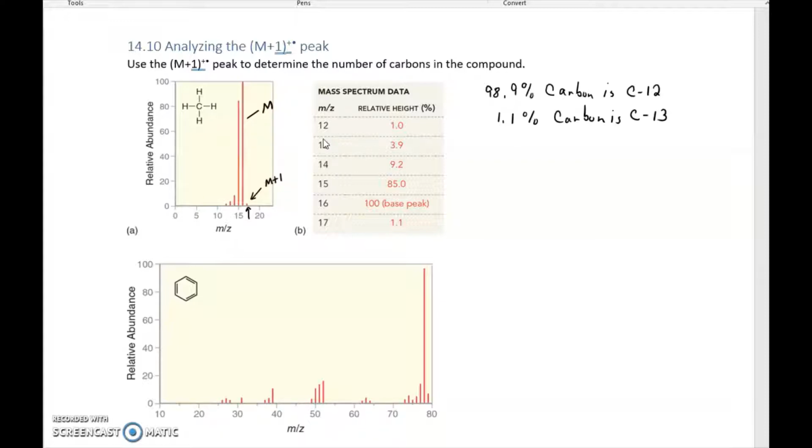Since methane has just one carbon in it, this peak, the M+1 peak, is 1.1% of the molecular peak.